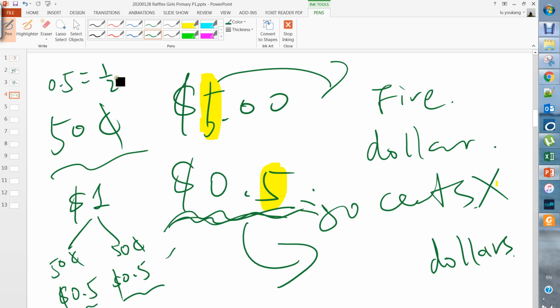Do you want to punch your calculator and confirm? 0.5 as a fraction. Make sense? Am I right or not? Okay, so 0.5 is equal to half. So that means this can be called half a dollar. So if you still want to use dollars, you can call this $0.5.